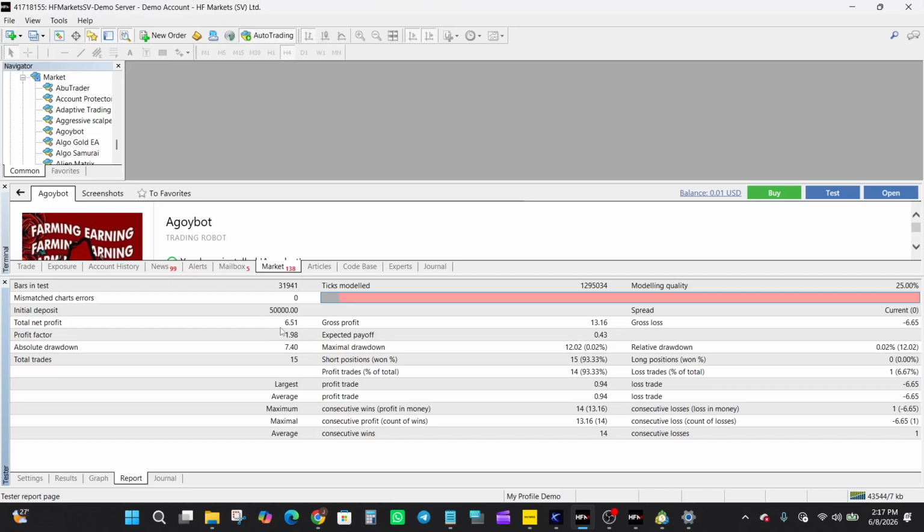So the total net profit is just a little above 0.01%, because 10% of 50,000 will be 5,000, 1% will be 500, right? 0.1% will be 50, so 0.01% is 5. So the total net profit was just a little above 0.01%. It was not even up to 0.02%. Okay, so the risk to reward ratio is very bad. You can see the difference. Average profit is not even up to $1, but the average loss is over $6.